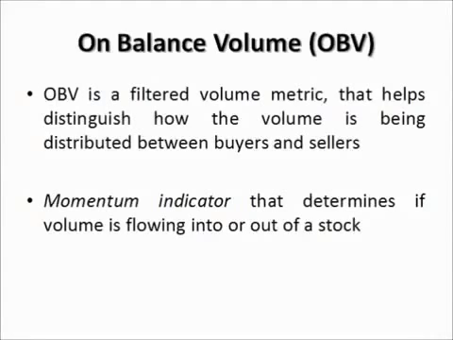So in essence, on-balance volume is a type of filtered volume metric. And what it does is it helps distinguish how the volume is distributed between buyers and sellers. In other words, it's a type of momentum indicator that determines if volume or stock is flowing into buyers' hands or into sellers' hands.